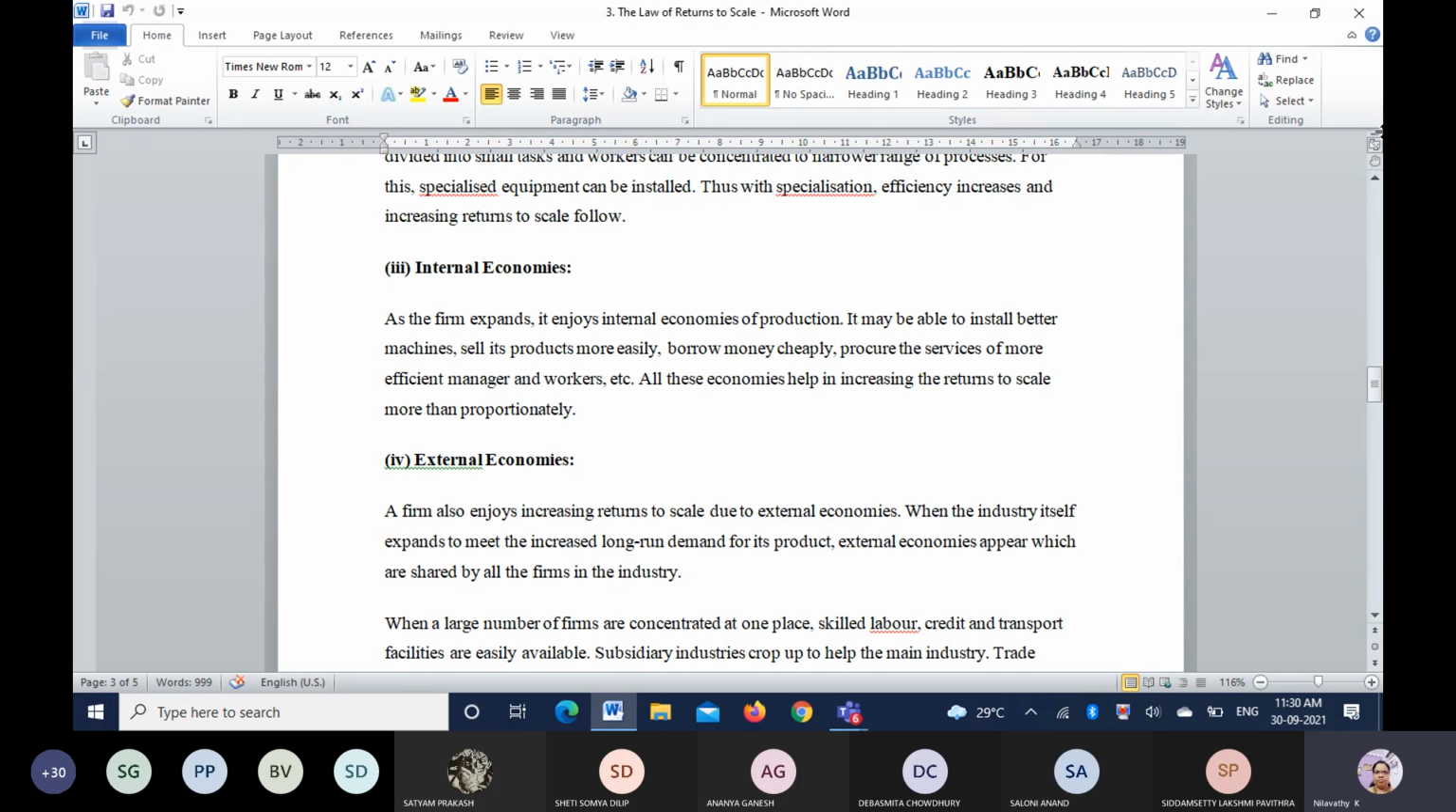External economies is that because VIT has developed, you can see that there are a lot of transportation facilities. There are lots of auto facilities, bus facilities. Likewise, there are lots of facilities through which people can come and go. Those who are working in the Xerox center are there because of VIT only. So this is what internal and external economies are.